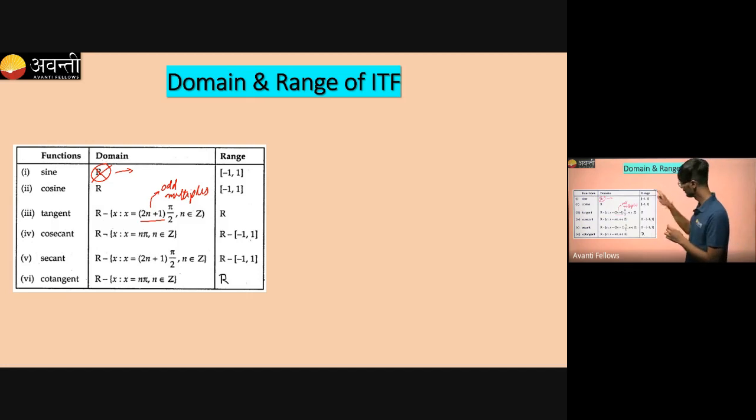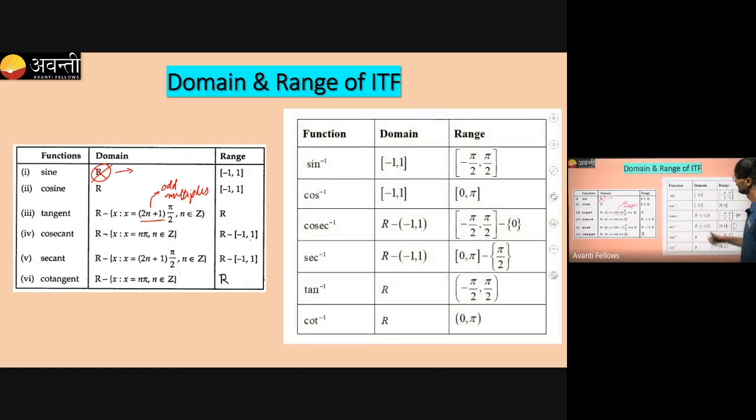Now, do not worry, there is no change in the range. We have just restricted the domain. So the domain of inverse trigonometric function will be the range, as we can see here. This is a very, very important part to remember.